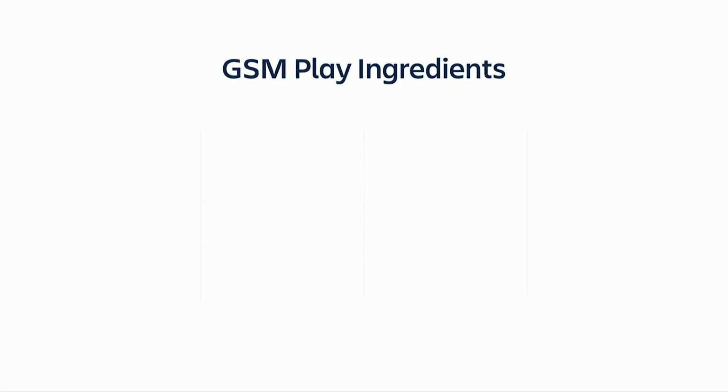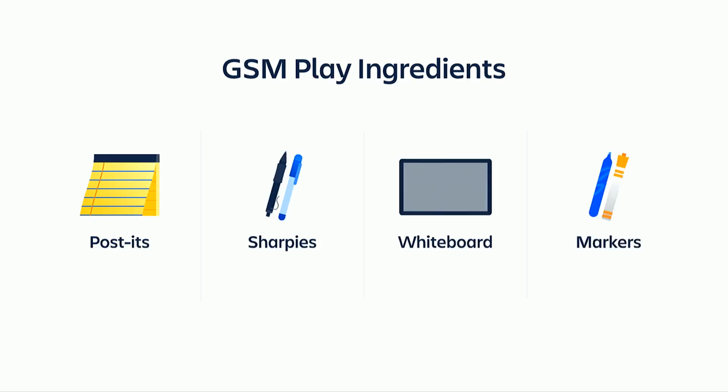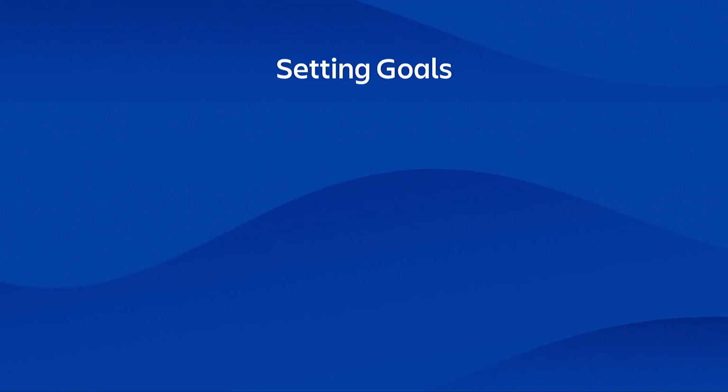Now for this play, all you need are some Post-its, some Sharpies, a whiteboard, and some markers. And that's going to help you run through 3 rounds of brainstorming. So 1 round for your goals, 1 for your signals, and 1 for your metrics. So the first round is going to help you set your goals.